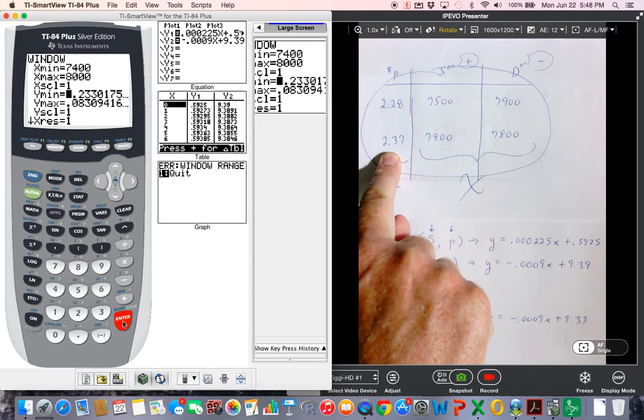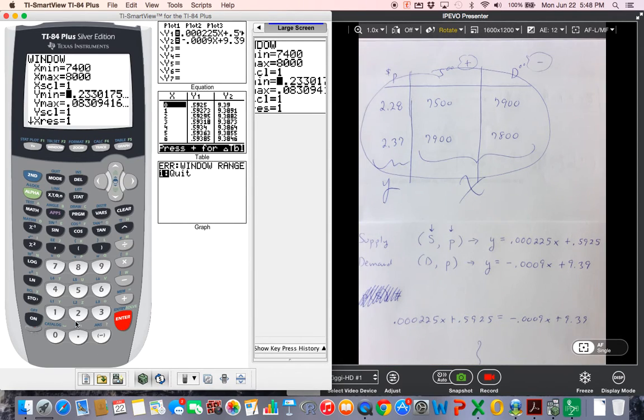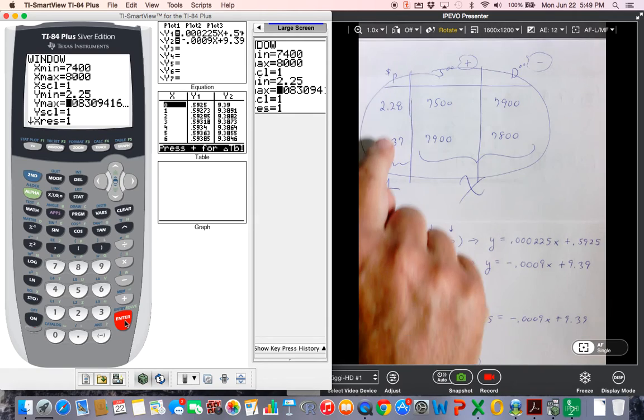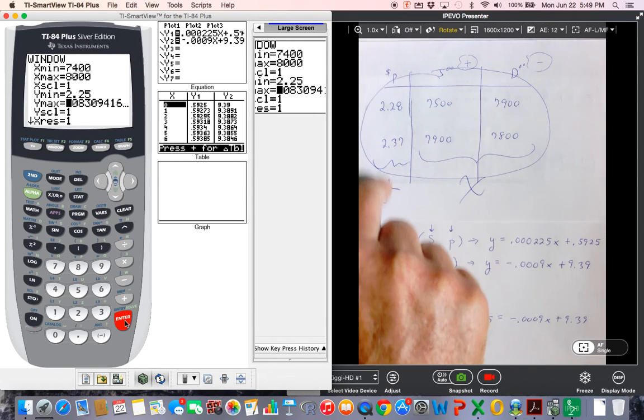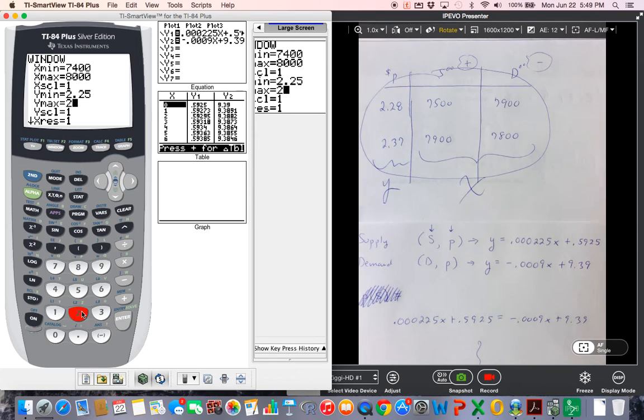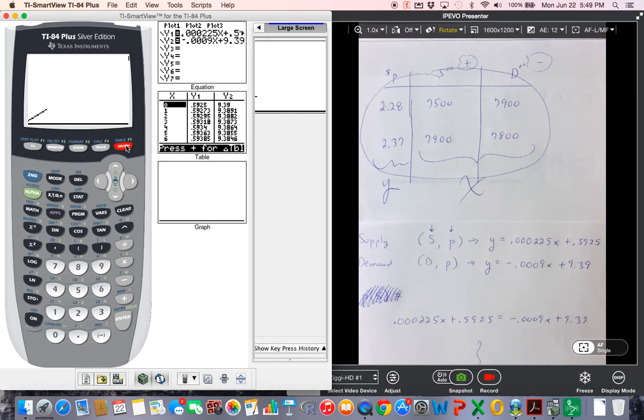My y's, the smallest one I got is 2.28, so I'm going to go a little bit below that. And my biggest y is 2.37, so I'm going to go a little bit above it. Now, when I hit graph, I'm going to see two lines that cross. And that point of intersection is called the equilibrium point.